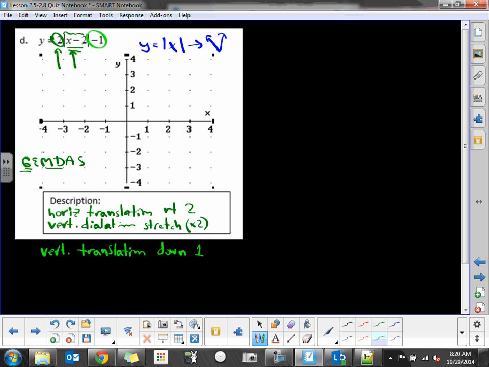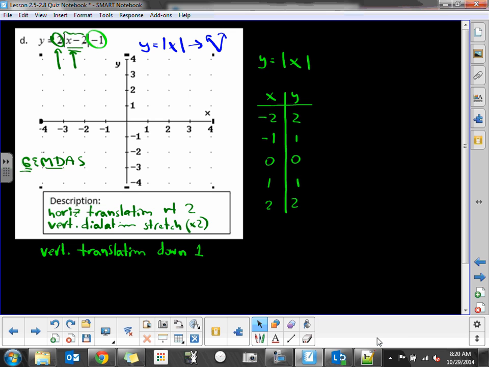Okay, so let's go back and let's track some of our ordered pairs. Our parent function is y equals the absolute value of x. So our original ordered pairs for x and y: put in -2, you get 2, put in -1, you get 1, put in 0, you get 0, 1 is a 1, 2 is a 2. Now go through and perform your transformations.